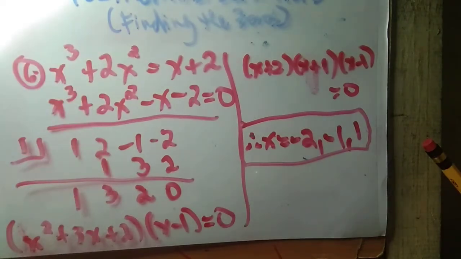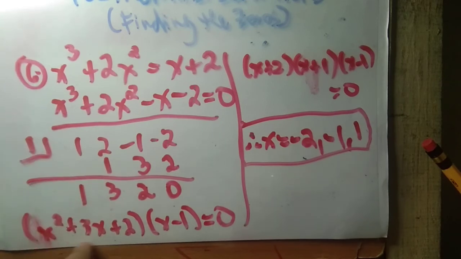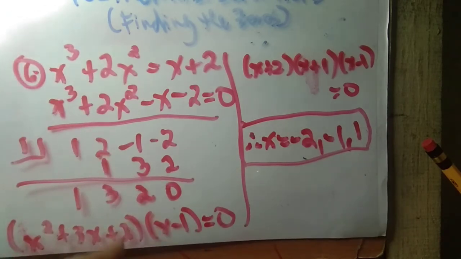Unti-unti mo. Now, may shortcut pa ba doon? Wala na. As far as I know, yun na yung pinaka mabilis niyang paraan. And then eventually, pagdating naman sa dulo niyan, magiging quadratic na yung matitira. Magfa-factoring ka na lang doon to get the other two factors. So, yan. So, that ends our lesson.